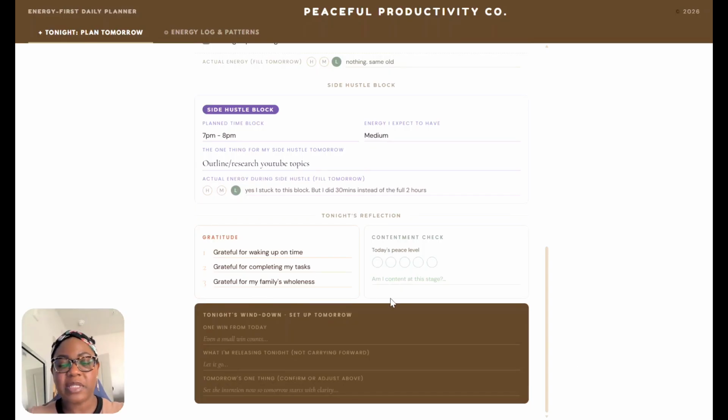So what is your peace level? We're going to say peace level is 5, right? And then you're just going to go here, today's wind down, and we're setting up for tomorrow, right? What is one win for today? Maybe you can say, got my laundry, let's say laundry done. Maybe you have been procrastinating this, you actually got it done.